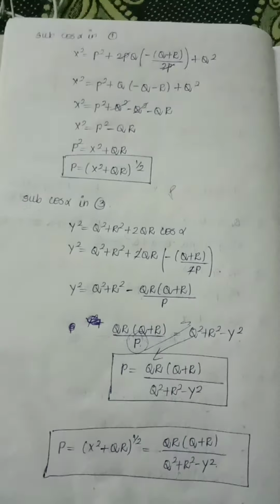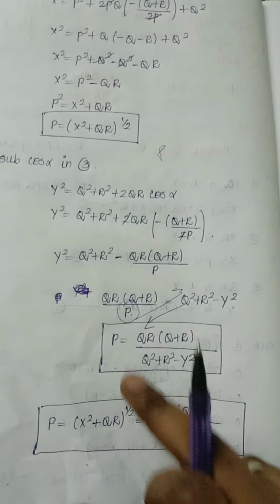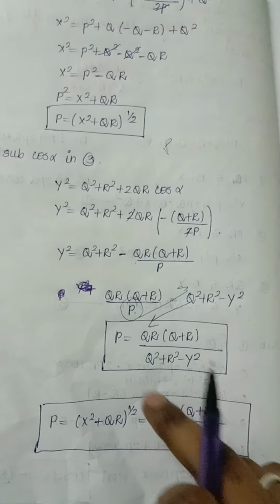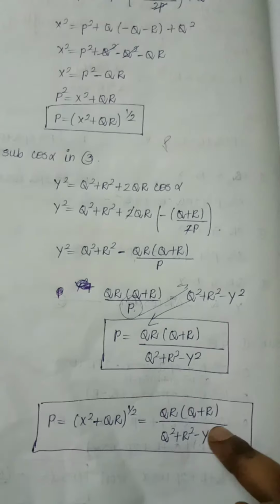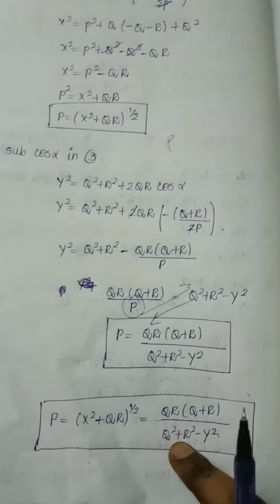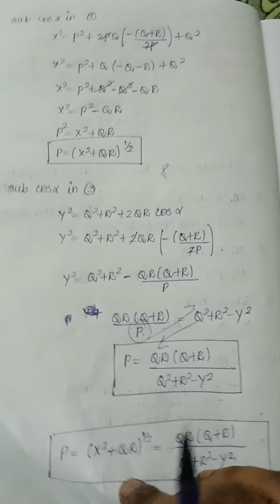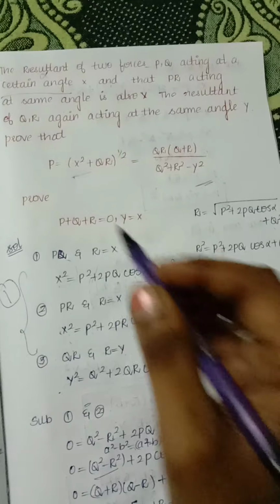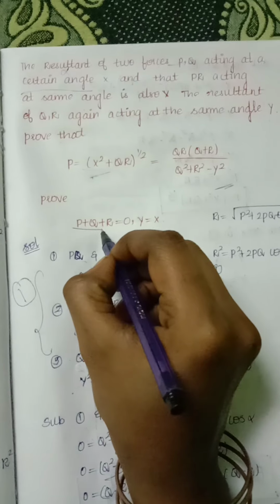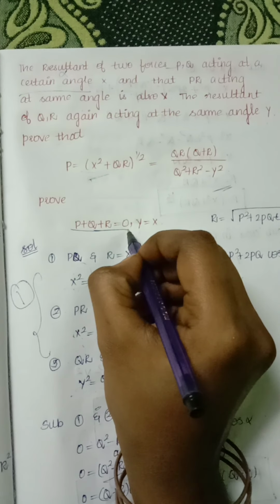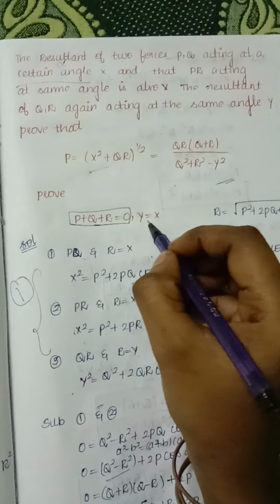So we found our first proof. We want to prove the p value. We found both terms: (x square plus qr) to the power 1 by 2 equals qr into (q plus r) divided by (q square plus r square minus y square). But this is not the end of the solution. We also want to prove, for p plus q plus r equal to 0, that y equals x.